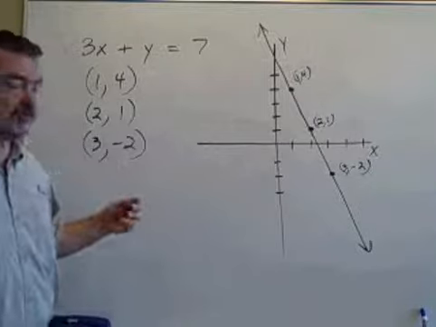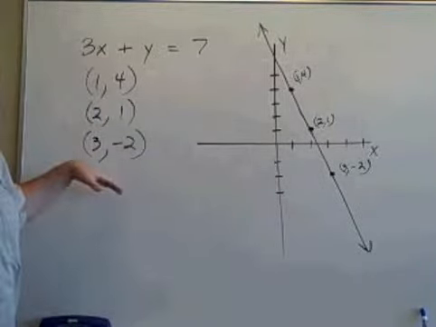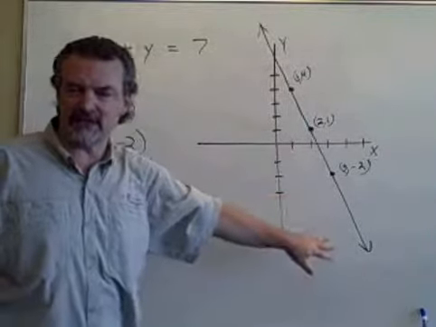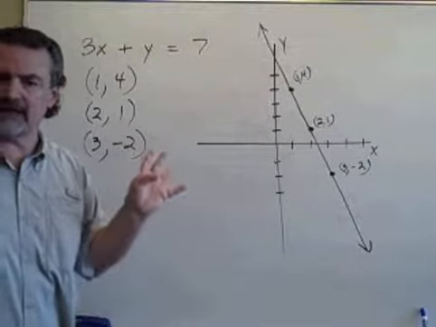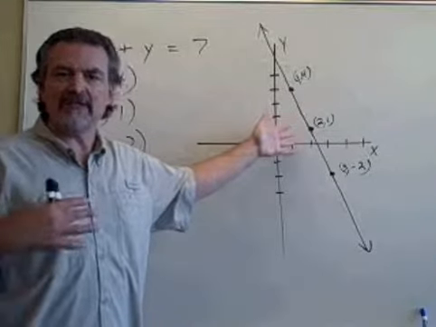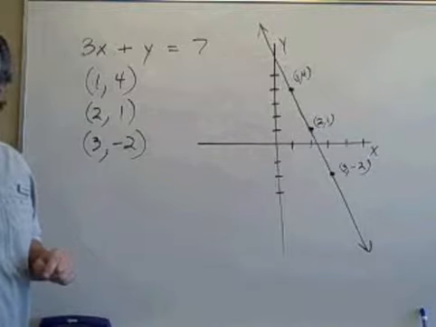And remember, that's what we do. We take the equation, we find some solution pairs, we plot those points, we draw the line that intersects those points, putting an arrowhead at each end to indicate that that line continues on indefinitely. And this is the picture of that infinite solution set of this linear equation in two variables.